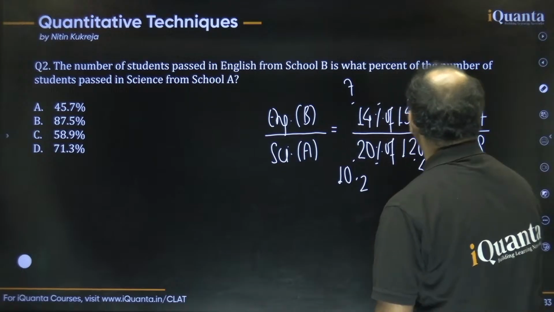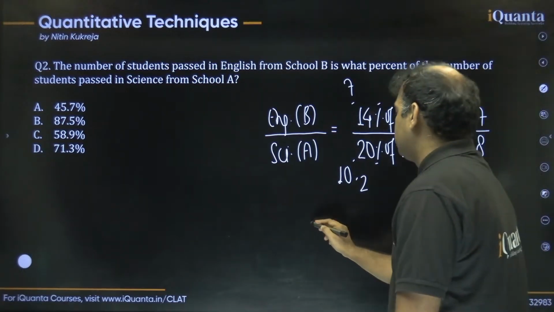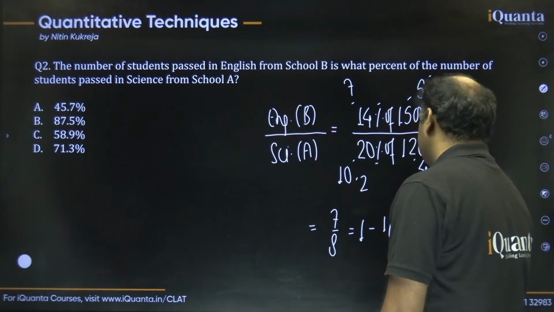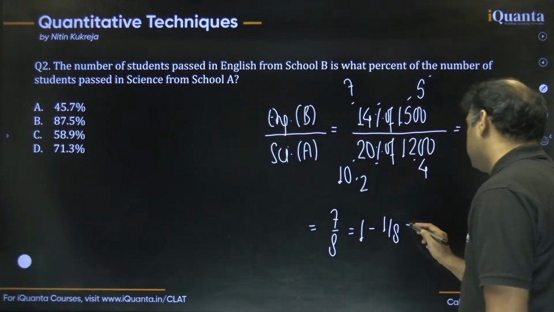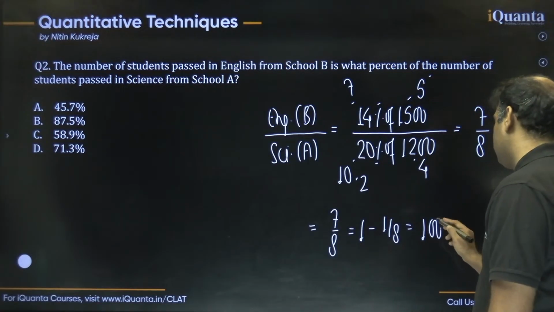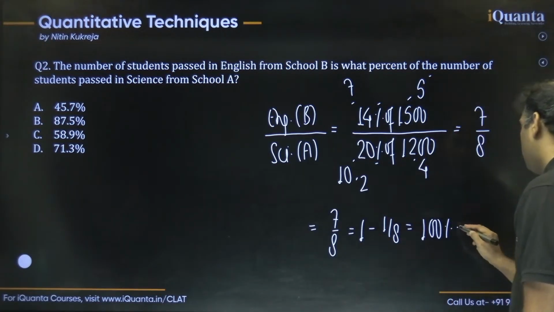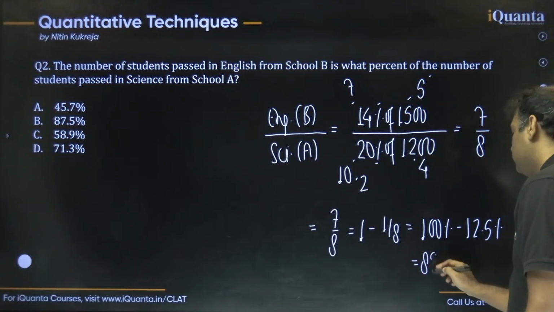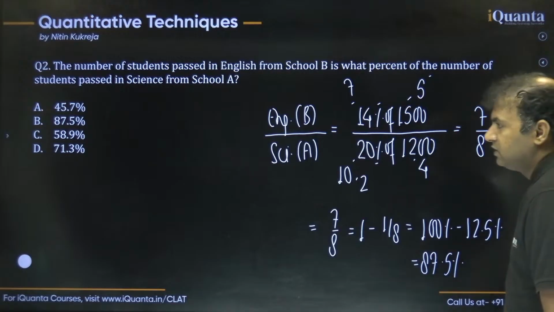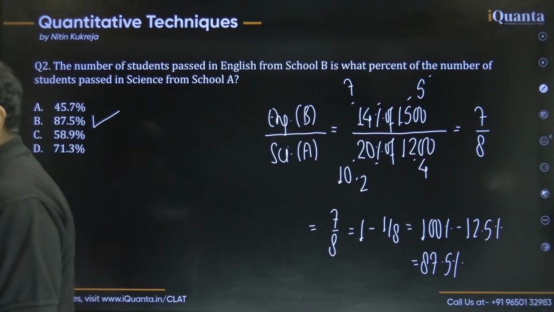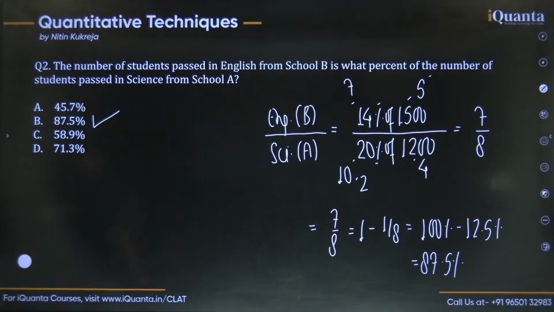And that is very simple now, guys. 7 by 8, we can say what this is, 1 minus 1 by 8, alright? And 1 by 8 we all know is 12.5 percentage, and 1 we can say is 100 percentage, okay? So 100 minus 12.5 should give us 87.5 percentage. That means the answer has to be option number B over here, right? Simple. Very good, Shreya, very good.